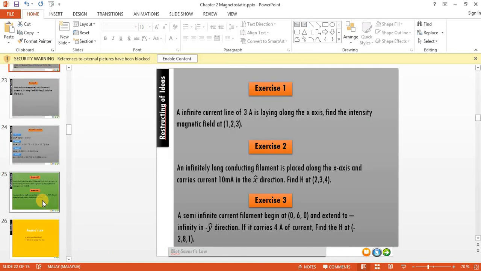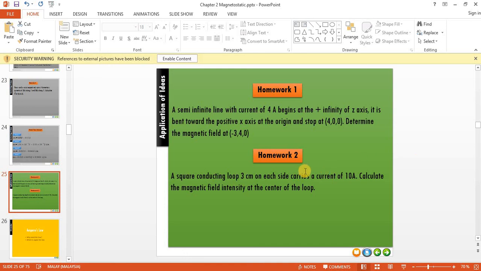Okay, so for homework 2, I want you to try. Here you have a square conducting loop, 3 cm on each side, carrying a current of 10 ampere. Here they didn't mention the coordinate, so you can assume it yourself, as long as the side of the conducting loop is 3 cm.